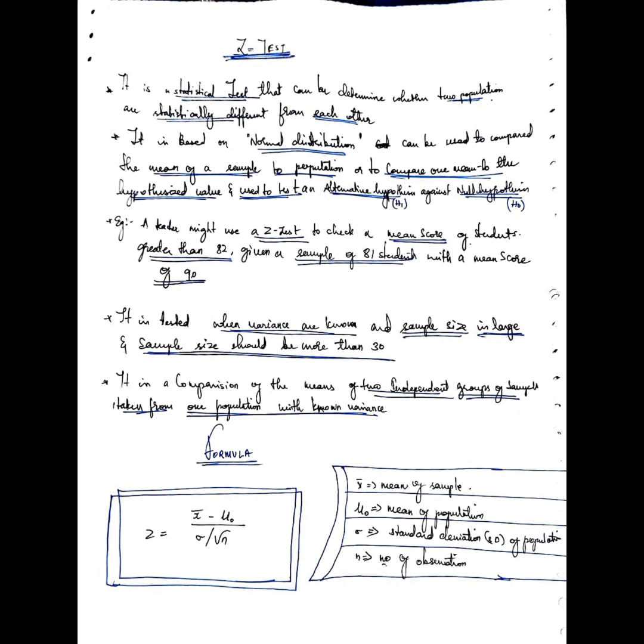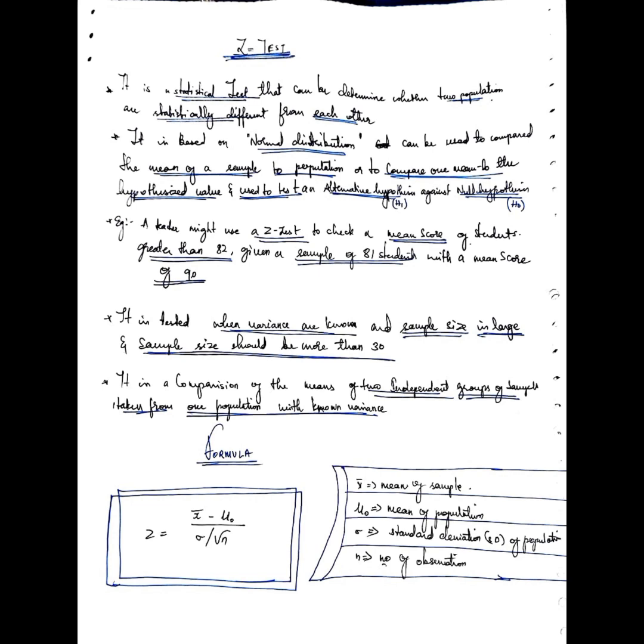For example, a teacher might use that test to check whether the mean score of a student is greater than 82, given a sample of 81 students with a mean score of 90. It is tested when the variance is known and the sample size is larger than 30, or more than 30. So here what they are telling is it is tested when the variance is already given in the question and the sample size should be large. How large means more than 30.